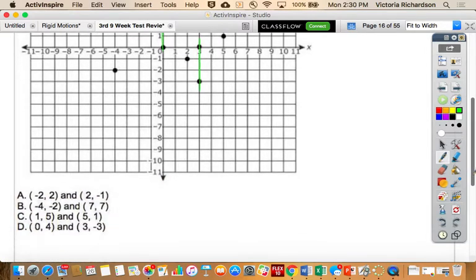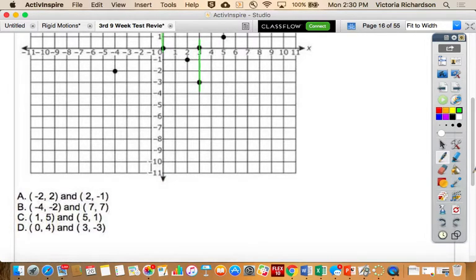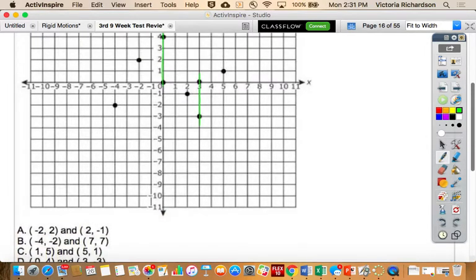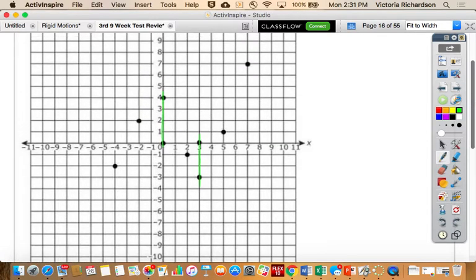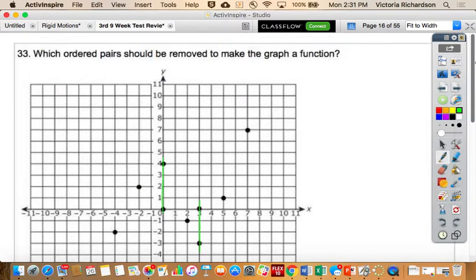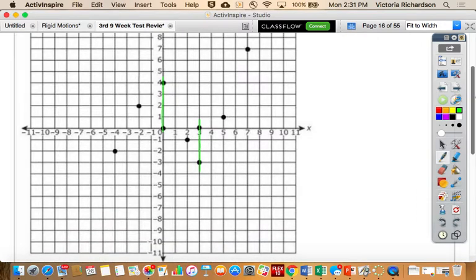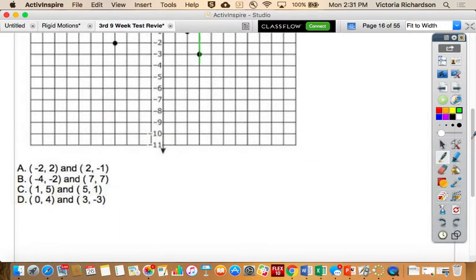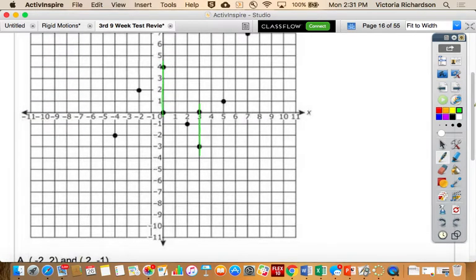So therefore, your answer for number 33 is D. (0, 4) and (3, -3). And we'll come back up here and check. So (0, 4) would be this one, and (3, -3) is that one. If we remove both of those ordered pairs, this will stay a function.